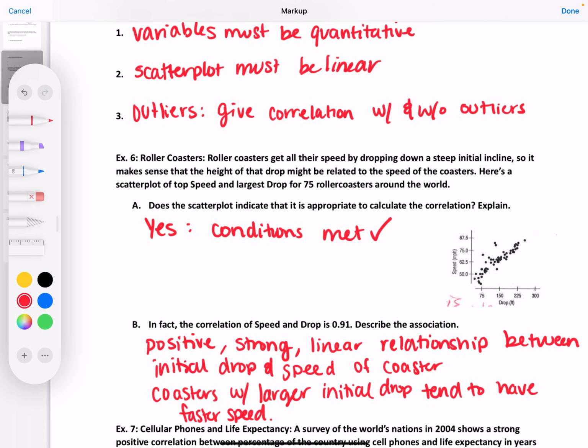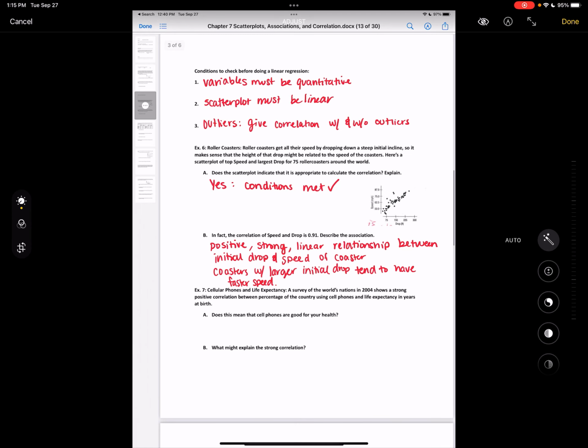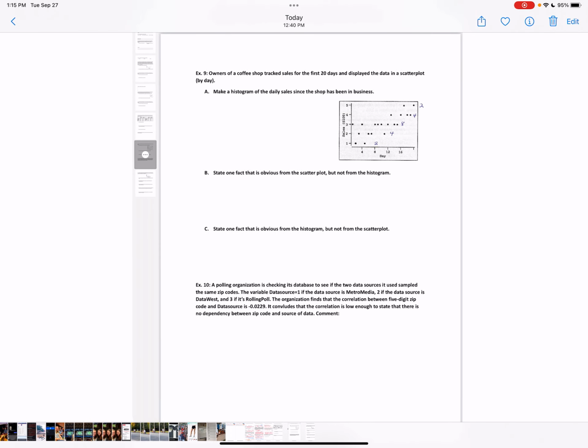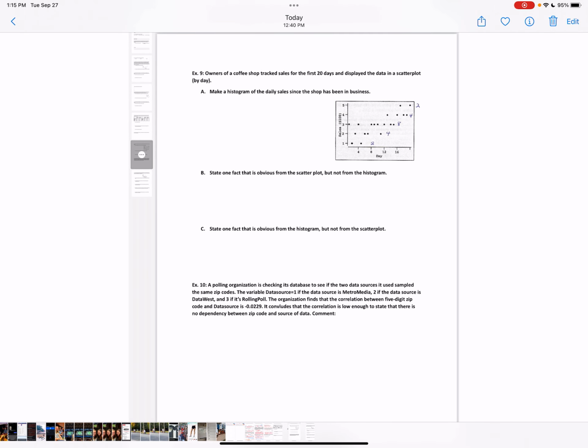I'm gonna skip 8 and come back to it tomorrow when we have more time. We'll go to number 9, and if we have time, 10. We'll do 8 and 11 tomorrow.